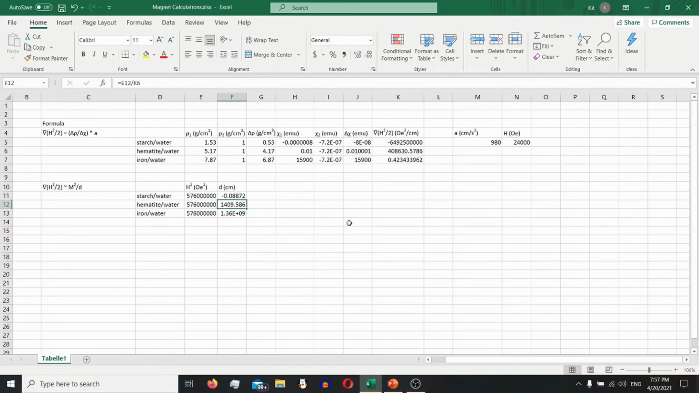If you're using hematite, the same calculation yields a value of 1,409 centimeters. You should be able to move a hematite particle with this sort of gradient. That means that over the distance that you would need to build a large-scale structure, you could actually establish a magnetic field that was strong enough in its gradient to be sensed by hematite particles.